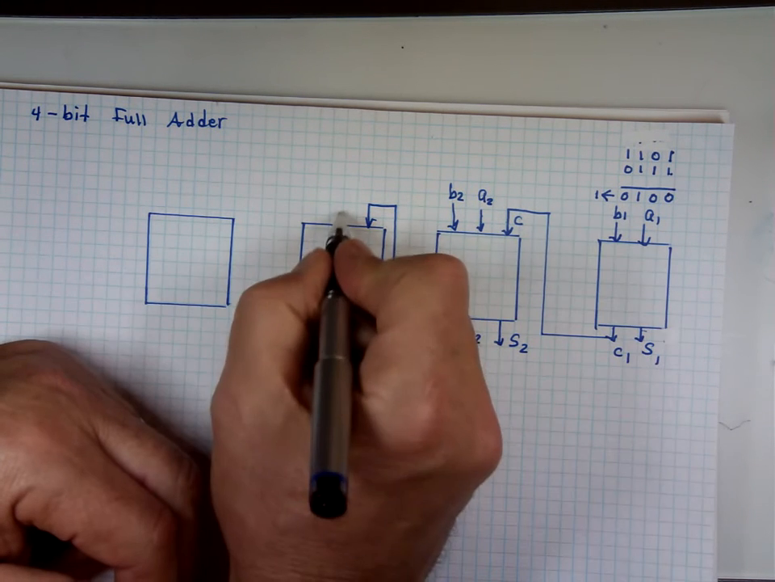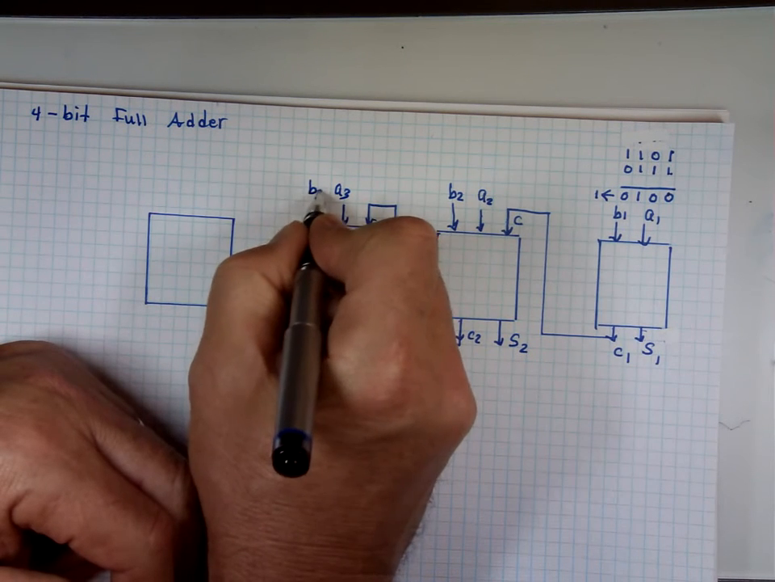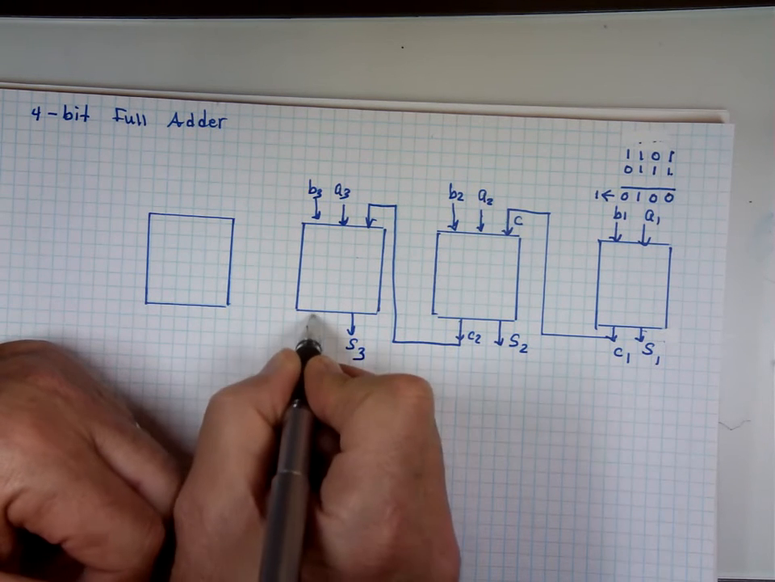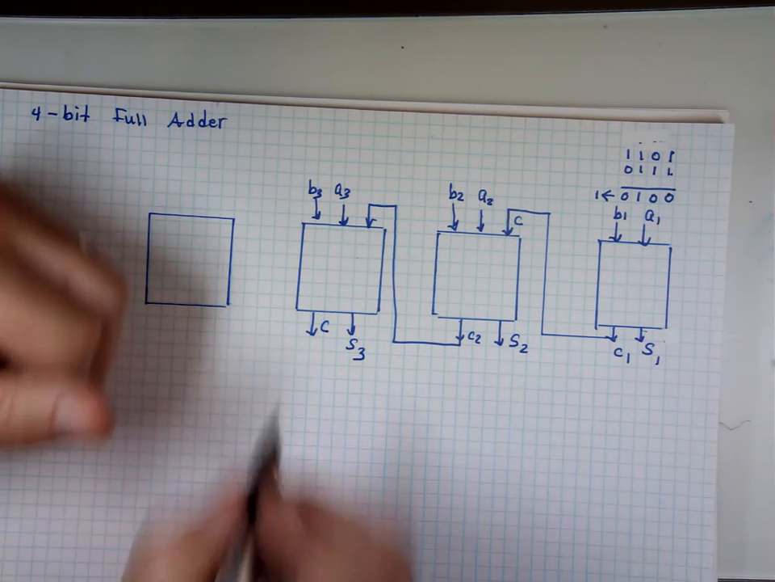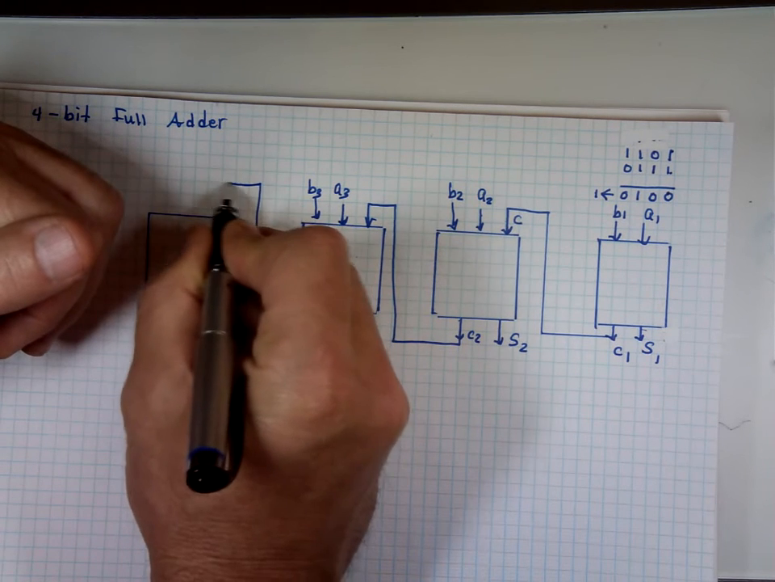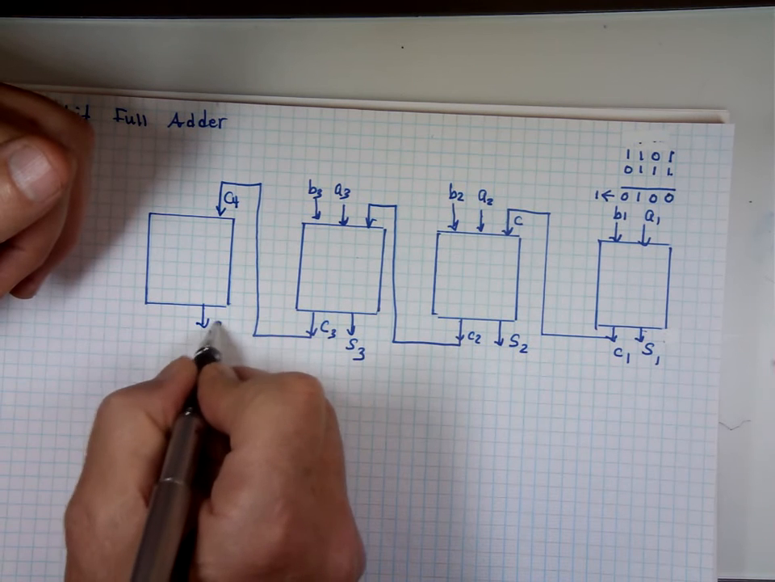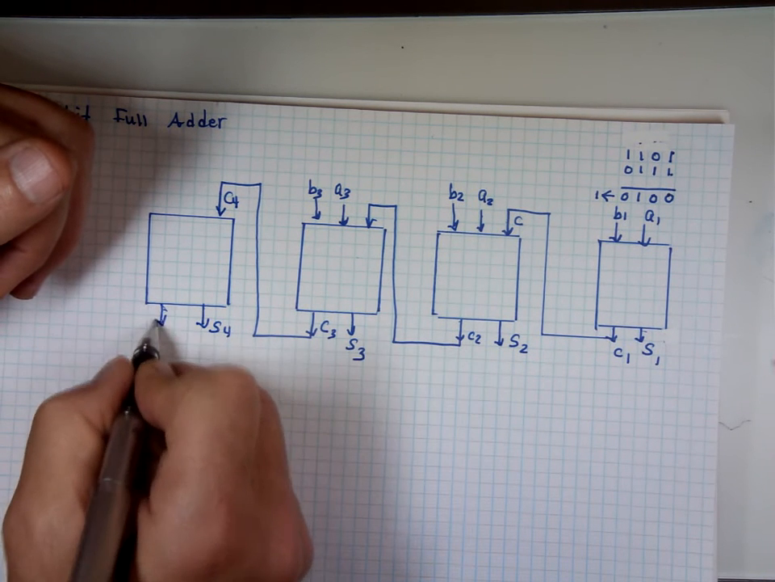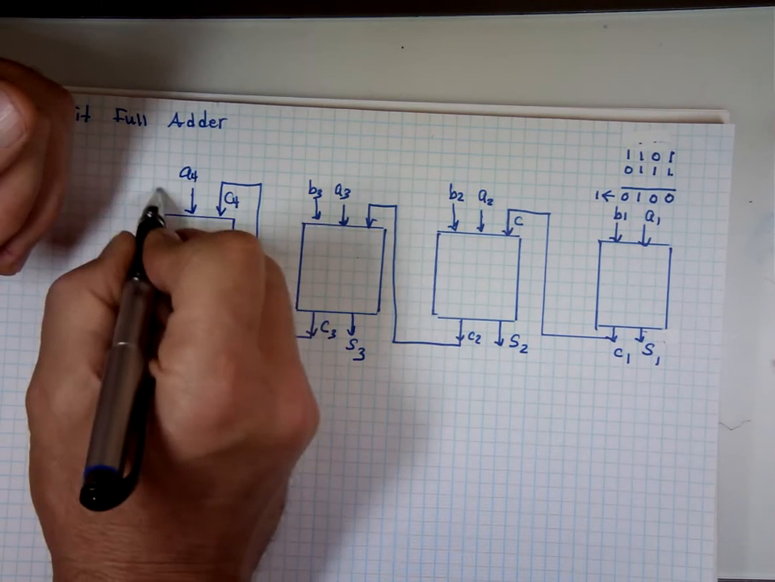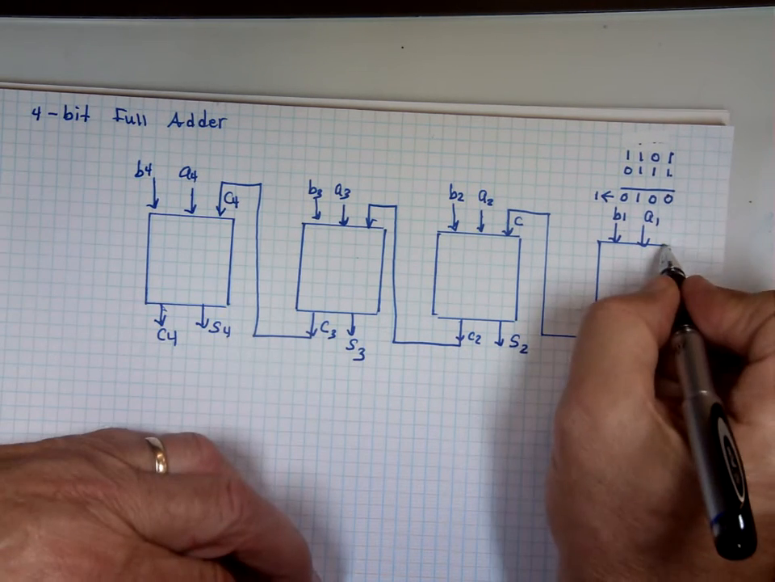And now we have the third bit, A3, B3. And we have sum 3. And we have a carry coming out of it. That's the third carry. That carry now will be added to this. This is S4, the sum of digit 4, and that's carry 4 coming out of the fourth one. A4, B4. When you buy these, a 4-bit adder will look like this.